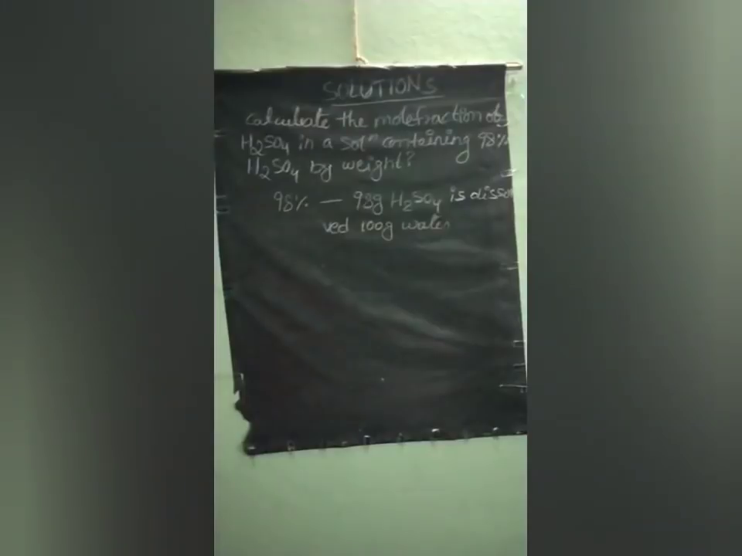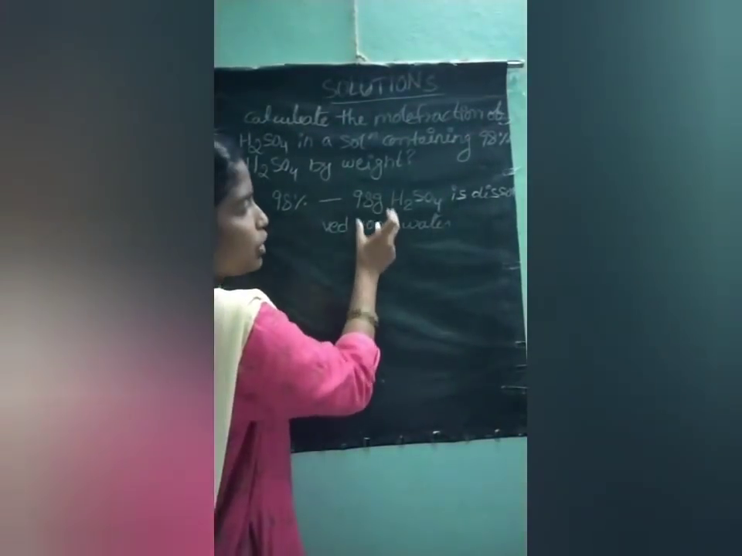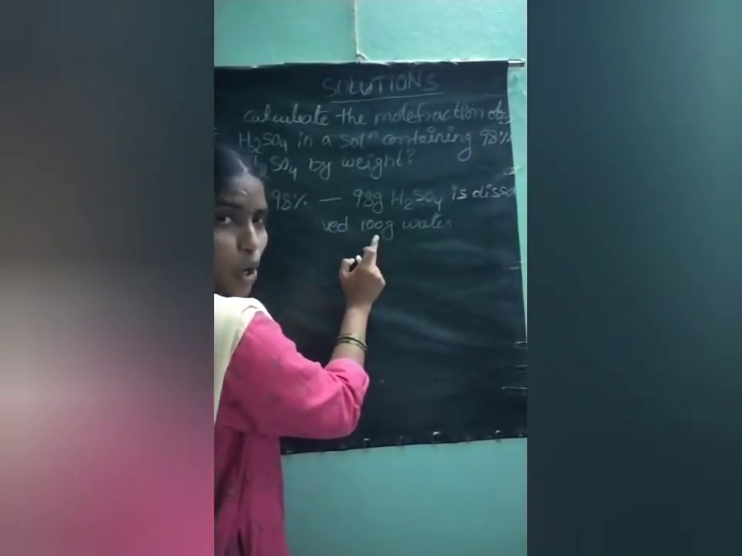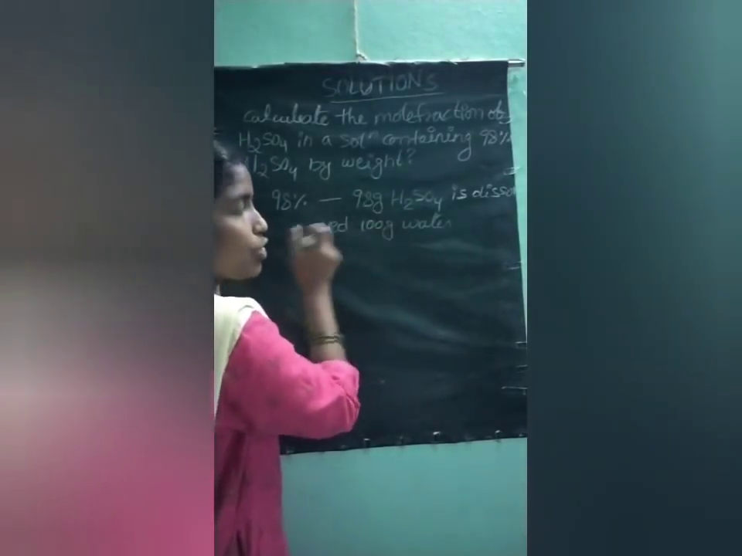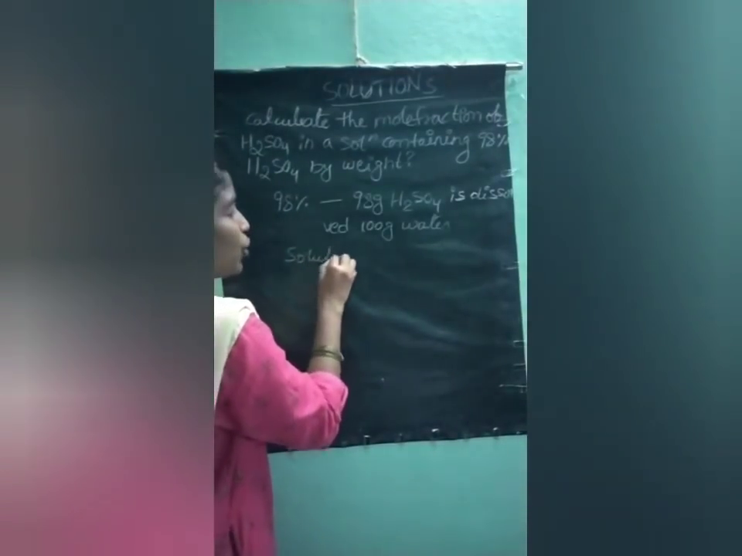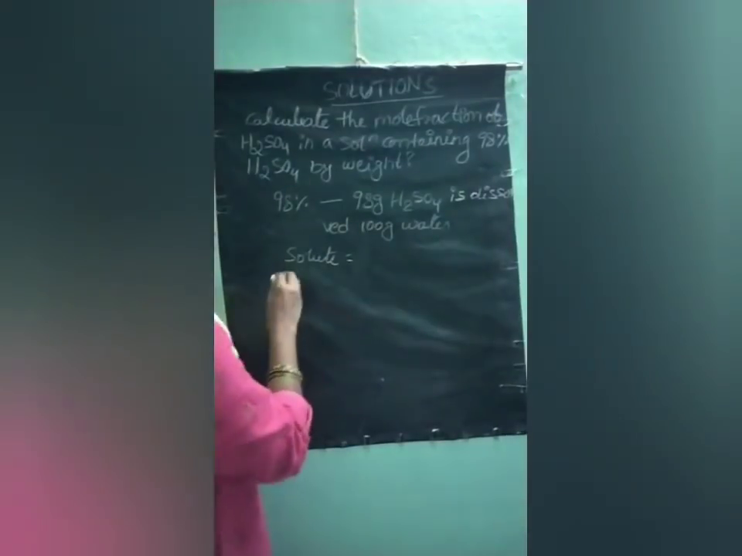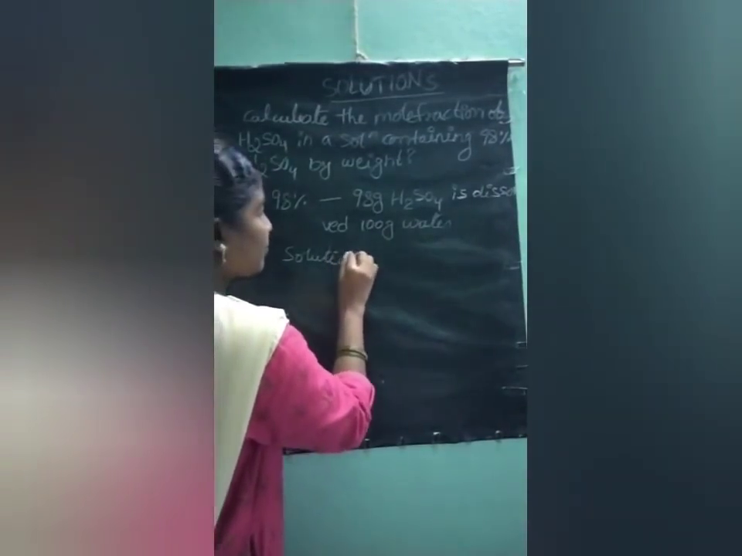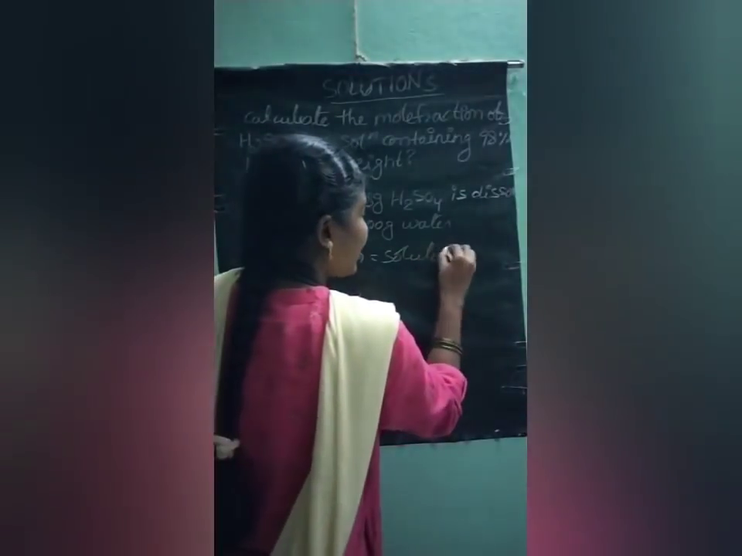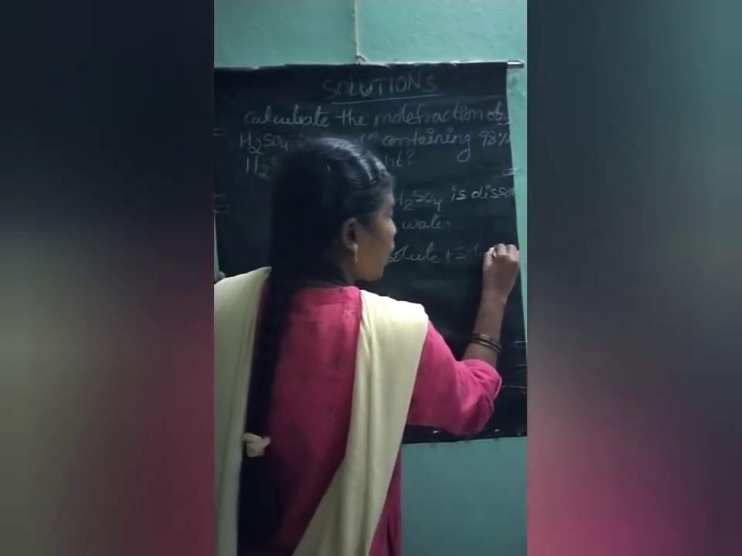So 100 grams of water means, here both are weights. This is the solute weight and this is the solvent weight. And what is the solution weight? We know the solution is equal to solute plus solvent. We have already discussed this. Solute plus solvent.